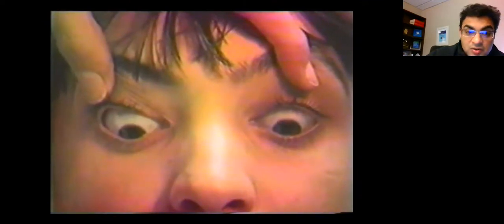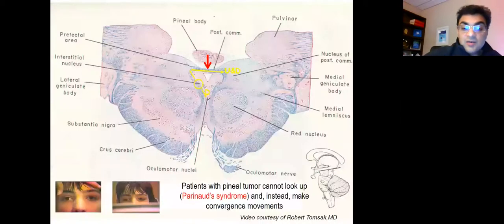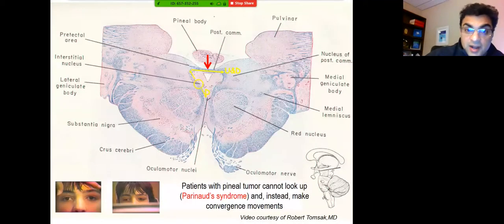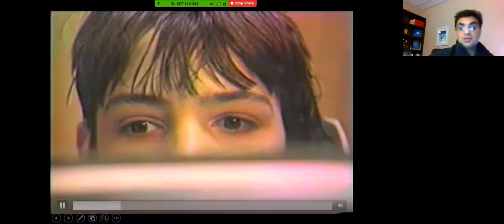And when you do an optokinetic drum, they have what we call convergence retraction nystagmus. So they have a nystagmus, which is like eyes go in and out, in and out. So this is a classic video of Parinaud syndrome, and that is a pineal body tumor which is interfering with this mechanism, this pathway here.